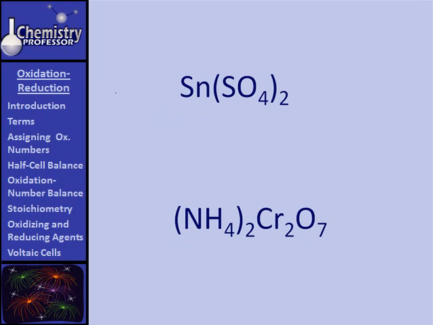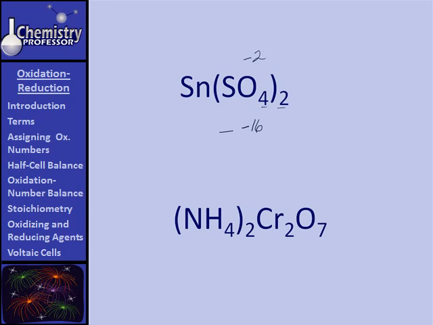Oh, these should be a good exercise. Let's start up here with the sulfate of this tin. Now, start with oxygen. Oxygen's a negative 2. There are 4 times 2 is 8 oxygens, giving us a total of negative 16. What does sulfur have to be? Well, I don't know what sulfur has to be until I know what tin has to be.